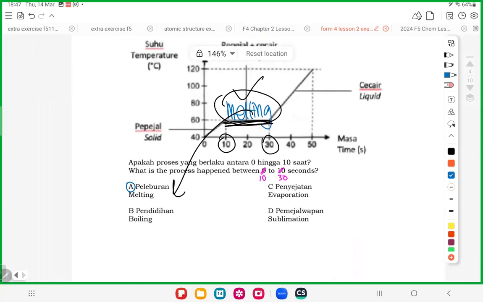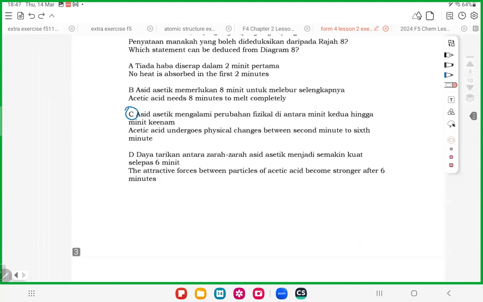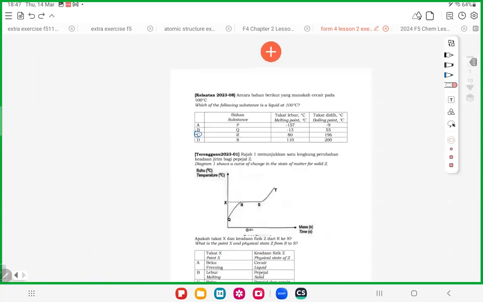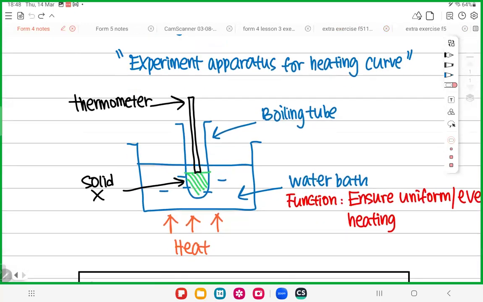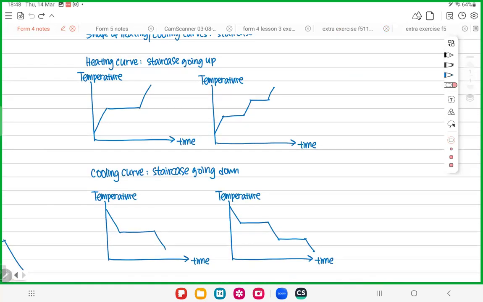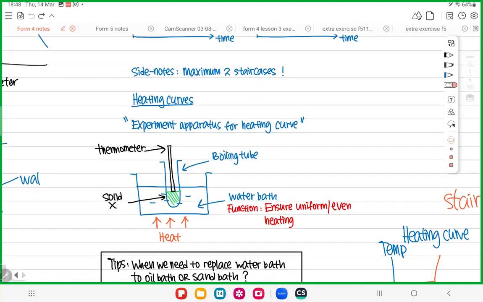I hope you guys can get some rough idea how to do heating curve. Cooling curve not yet. We are not done with heating curve yet. There's another small part for heating curve which I'll teach you in the next lesson. Today I only introduced what a heating curve is. The shape is a staircase. How to know where to get solid, solid and liquid, liquid, liquid and gas. That's what we learned today.